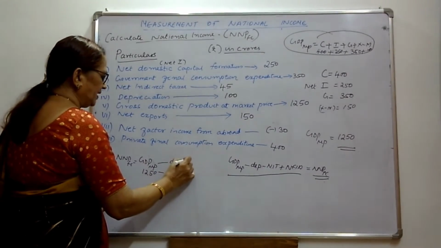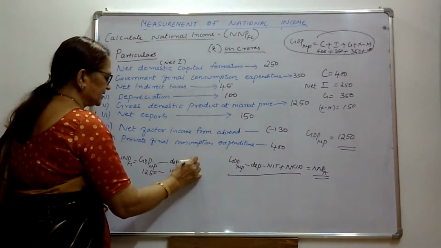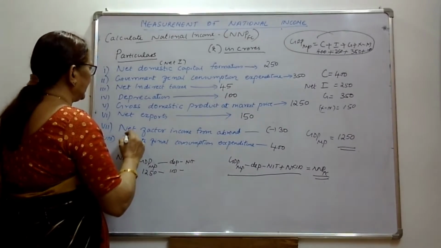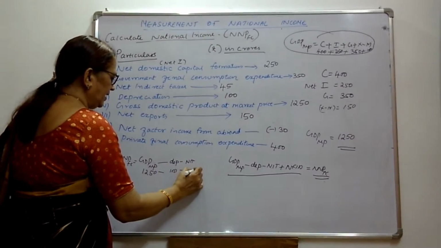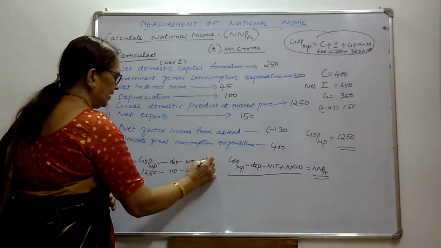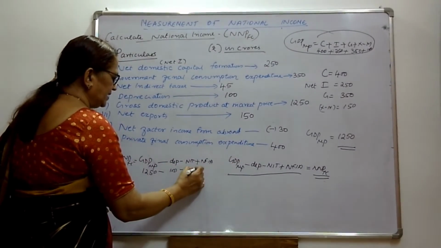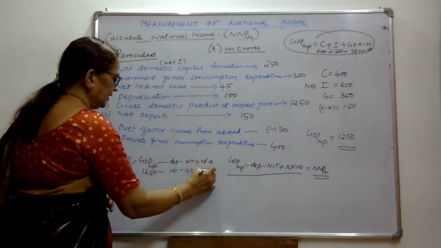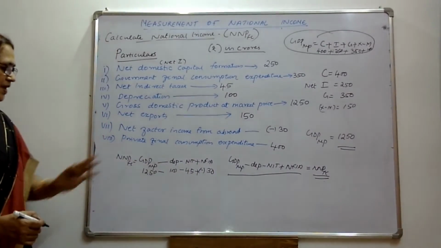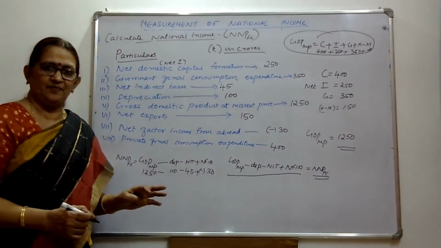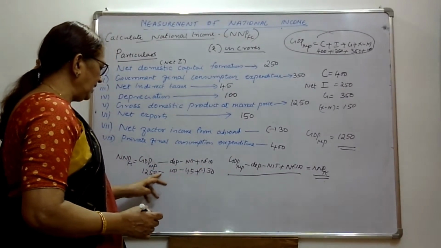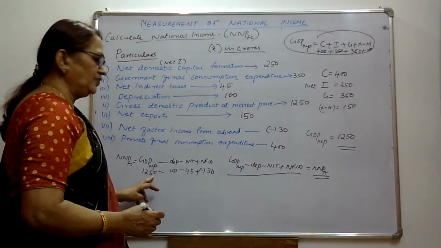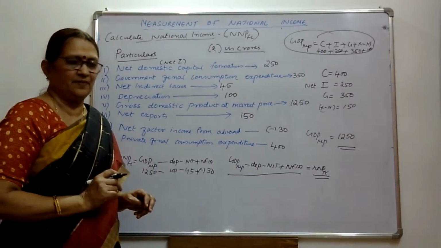What is the value of depreciation? 100. Minus net indirect tax. What is the value of net indirect tax? It is 45. Then plus NFIA. NFIA is minus 30. So this way we will get the national income. 1250 is the value of GDP at market price.